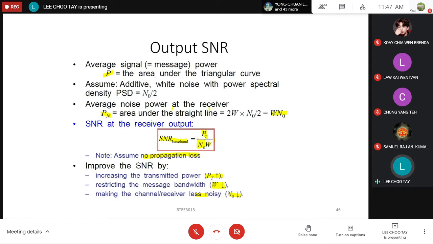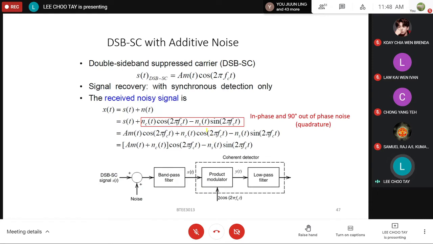These are the three criteria that determine how good our signal to noise ratio is: transmitted power, the noise power, as well as the bandwidth. And this is for baseband. So let's look at the double sideband suppressed carrier modulation scheme with additive noise.